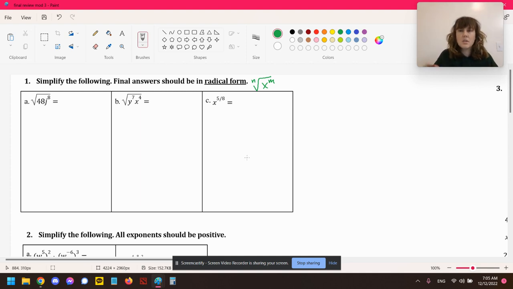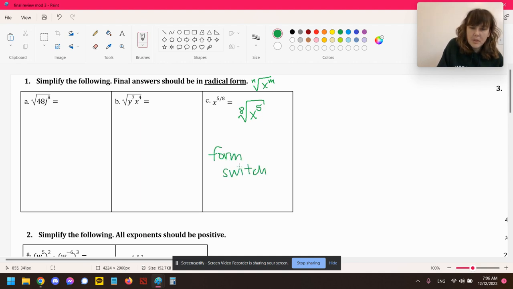Turns out that part C is just a form switch. We're not actually simplifying or rearranging. We're just saying, oh, this is one way to write it, x to the power of 5/8, a fraction in the exponent. And this is another way to write the exact same term, which is x to the 5th, and then we do the 8th root of that. It's the same thing. Right? So this is just a form switch. We shouldn't really have any work. It would be very surprising if we had work here, right?